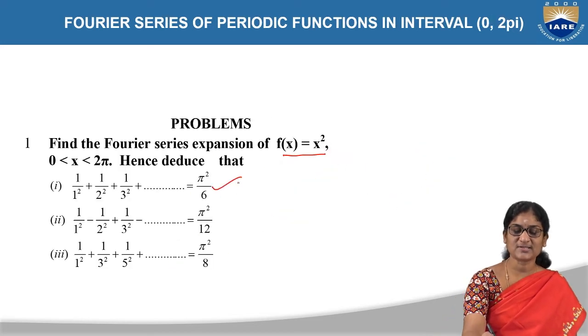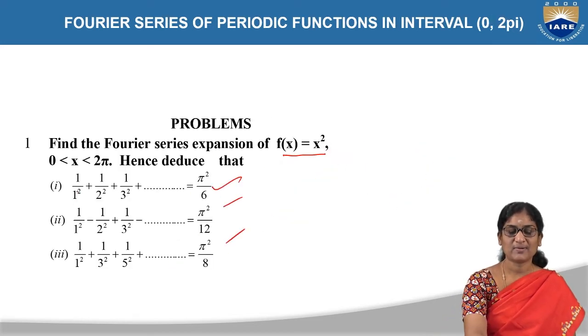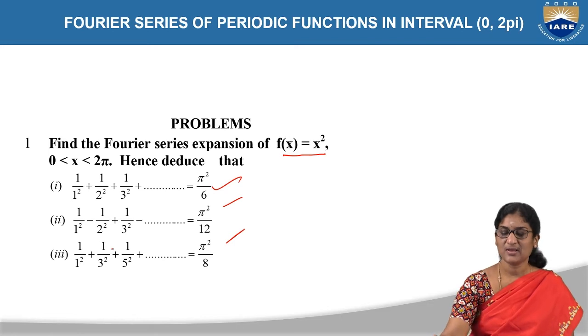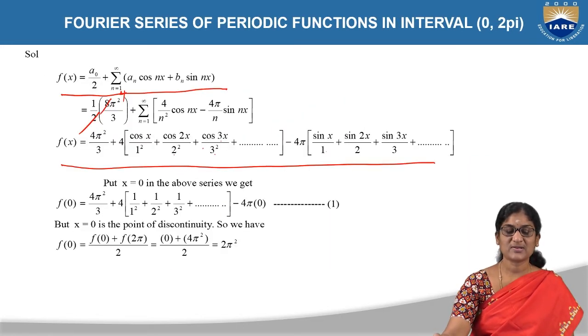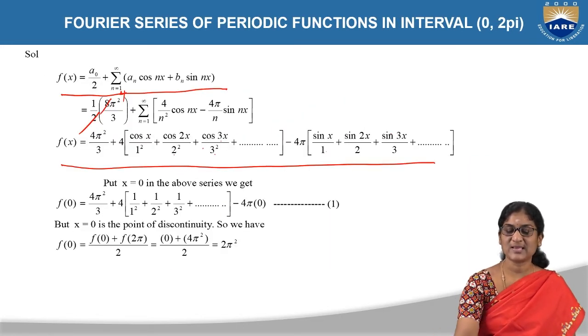There are 3 deductions asked in the question. The first is the summation of 1 by 1 square plus 1 by 2 square, and so on, is equal to pi square by 6. Similarly, the alternating series and the sum of all the odd numbers 1 by 1 square. For these deductions, we have to make use of the expansion that we have got. In this expansion, you try to put x is equal to 0.